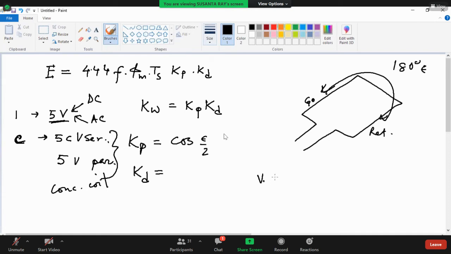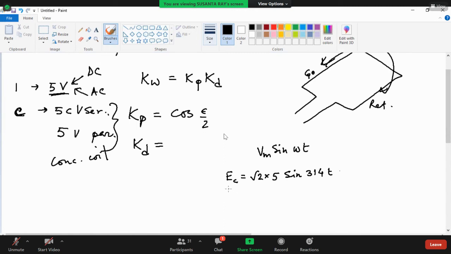Okay, so for AC, if the RMS voltage is 5 volt, what can we write? We can write Vm sine omega t. So what is Vm in that case? Root 2 into 5 into sine omega t. What is omega? For 50 hertz, it is 314 t. So this is the expression of one coil voltage. Suppose this is the EC.